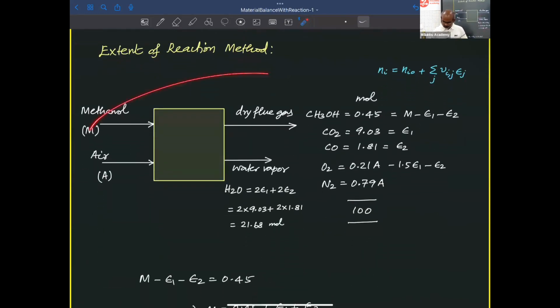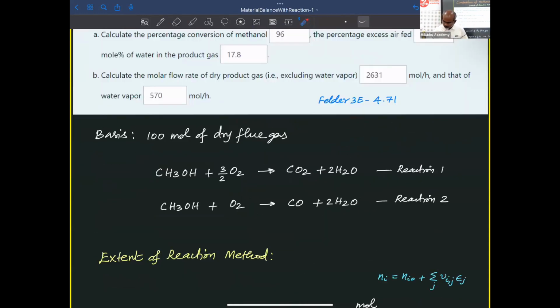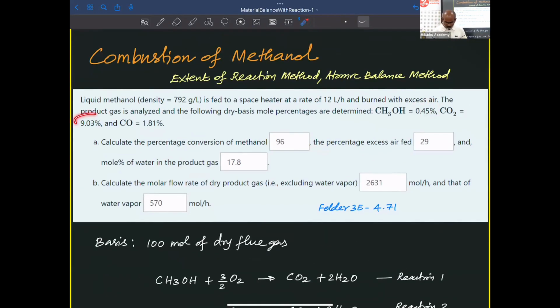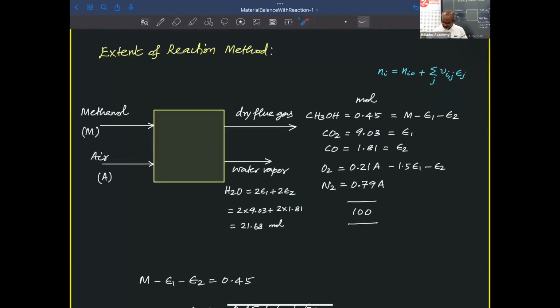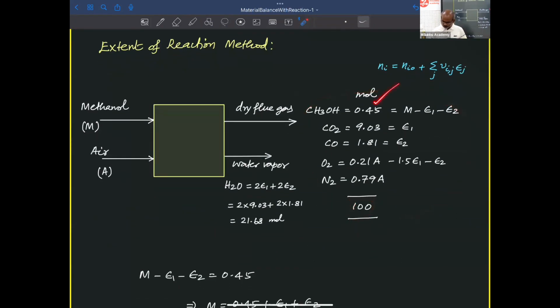So here the dry flue gas content is given, which is 0.45%, 9.03 and 1.81. So I am taking 100 mole of dry flue gas, which is 0.45 methanol and 9.03 CO2 and 1.81 CO. So these are all already given. And additionally, O2 and N2 are also supposed to be available.